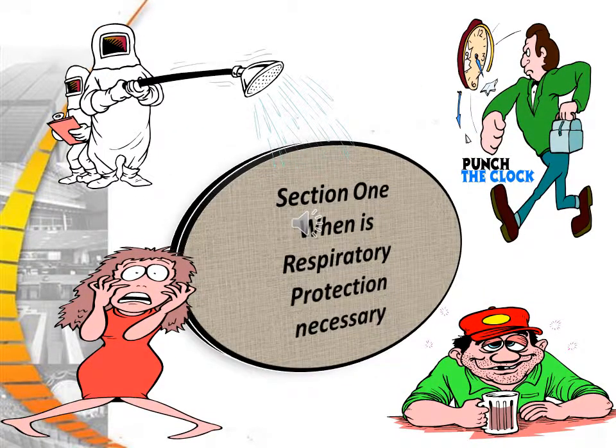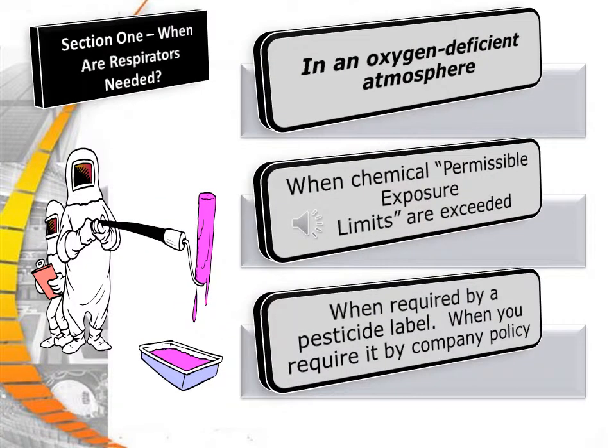Section 1. When respiratory protection is necessary. When are respirators needed? Well, when you're in an oxygen deficient atmosphere will be one situation. When chemical permissible exposure limits are exceeded would be another situation. And when they are required by a pesticide label, or perhaps when you are required by company policy.